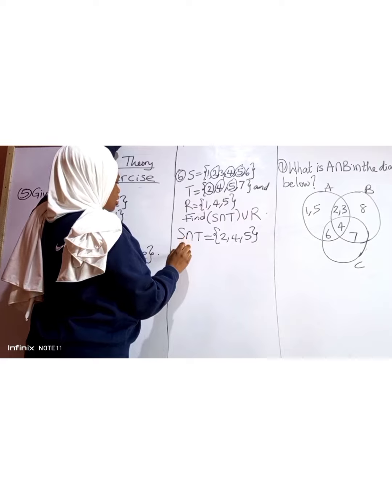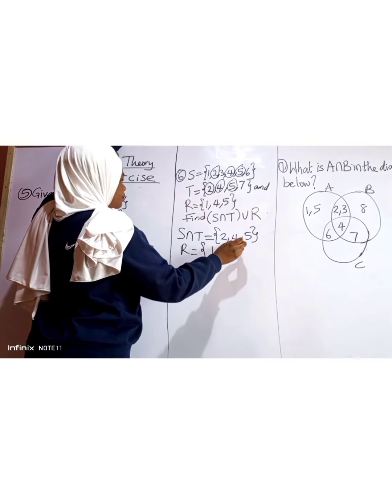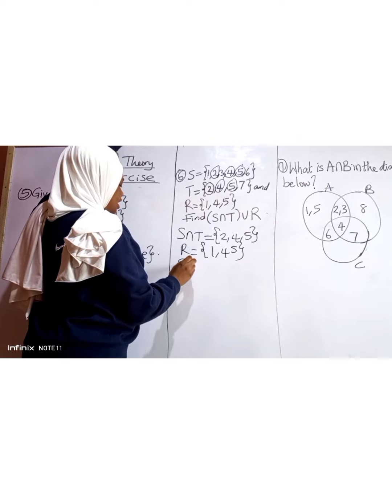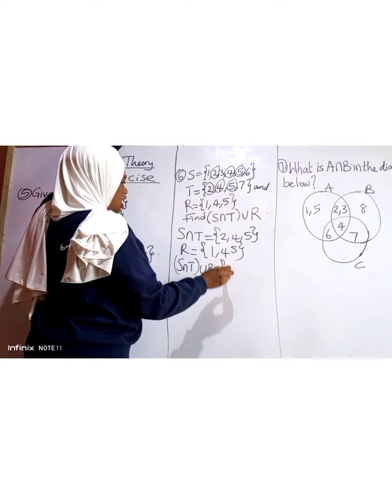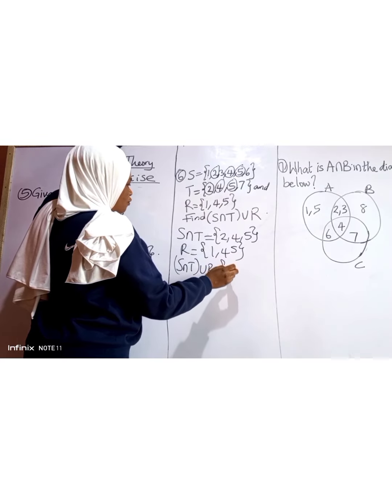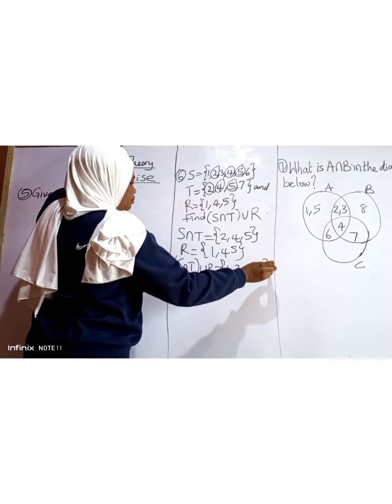Now let's write R now: 1, 4, 5. So S intersect T union R will be all the elements that they have. So we have 1, 2, 4, and 5.